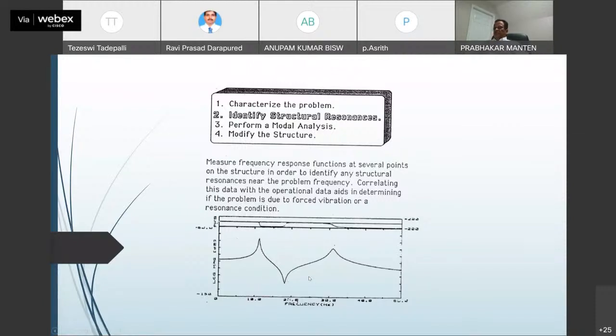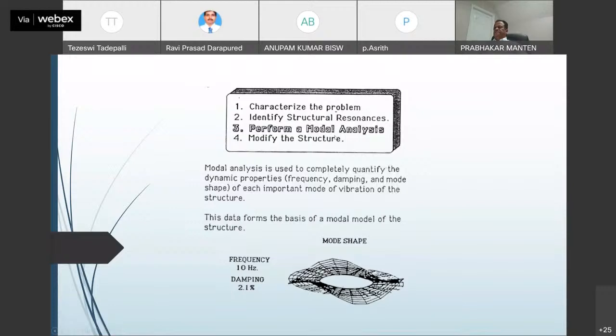Okay, so you got that. That's how you identify. Perform a modal analysis. Then at that part, you want to completely quantify the dynamic properties at that point: frequency, damping, and mode shape of each important mode of vibration of the structure. This data forms the basis of a modal model of the structure.